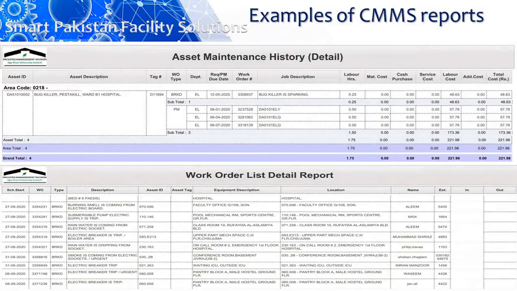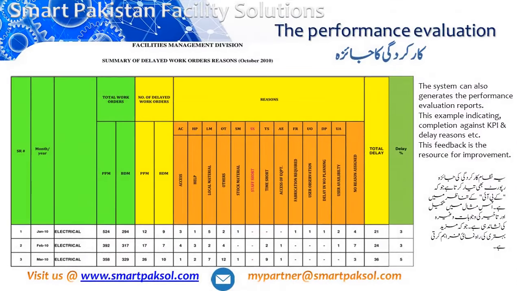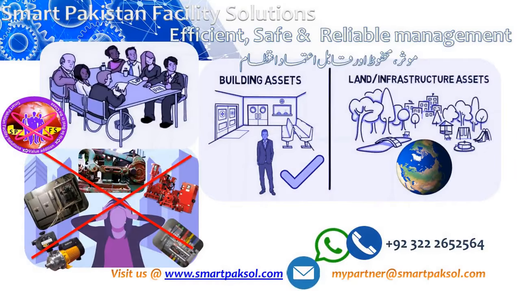To analyze asset or equipment or facility health, the system can also generate performance evaluation reports. This example indicates completion against KPI and delay reasons, etc. This feedback is the resource for improvement. It is seen that CMMS makes it easy to manage all asset and facility management tasks. Its safety, reliability and effectiveness is the user's comfort.